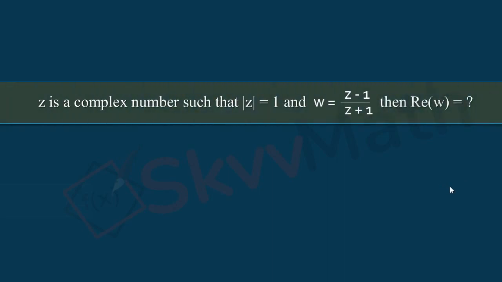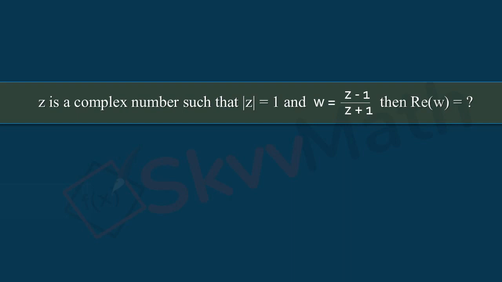Now the problem is this: Z is a complex number such that modulus of Z is equal to 1, and W is defined as (Z minus 1) by (Z plus 1). Then we have to find out what is the real part of W. So what is W? W is equal to (Z minus 1) by (Z plus 1).